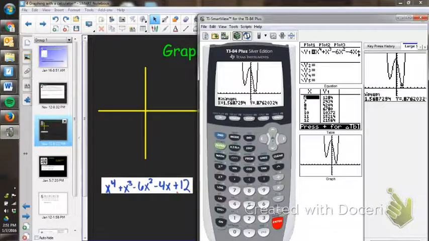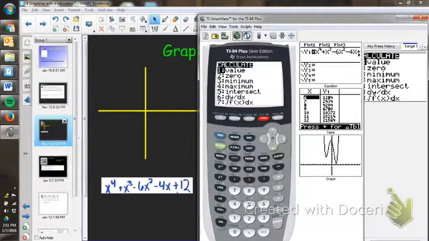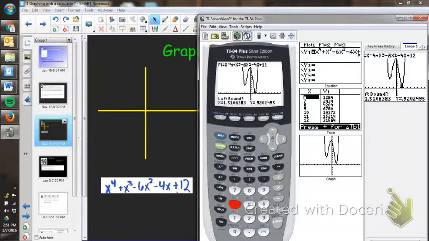Alright, so the last thing we find there is my maximum. So let's go second, trace, maximum. And again, left bound and right bound. So I need to move my cursor to the left of that high point. Then I need to move it to the right of that high point and press enter. Press enter one more time. And my maximum has an x value of -0.32 and a y value of 12.64.